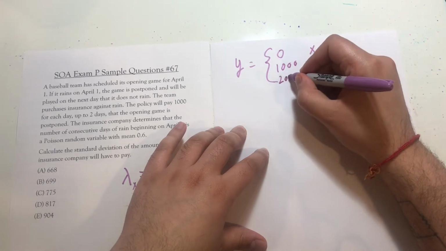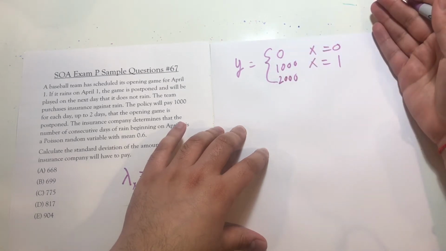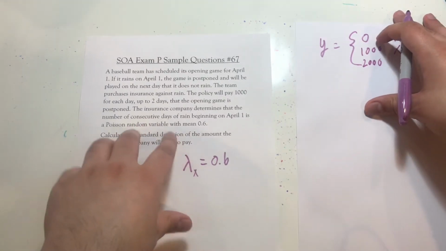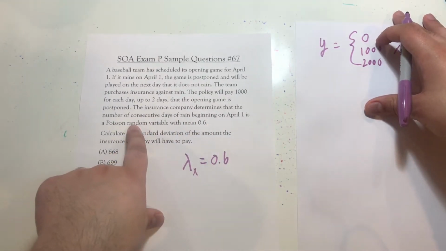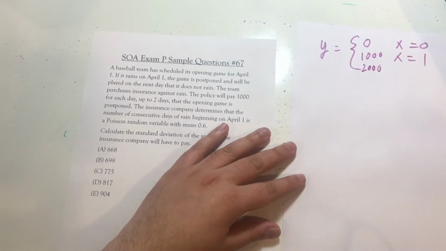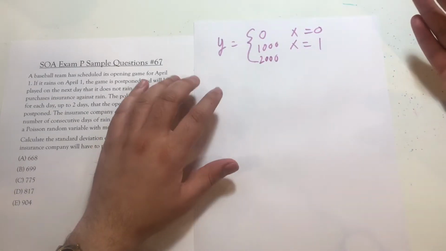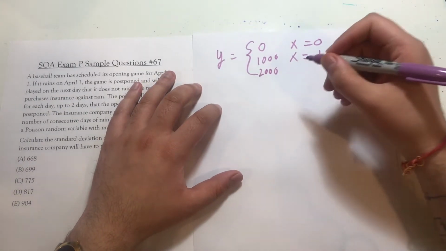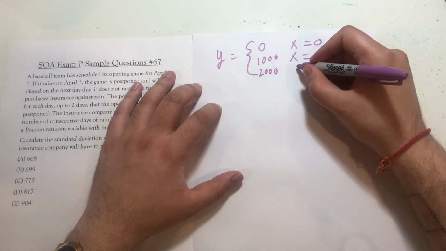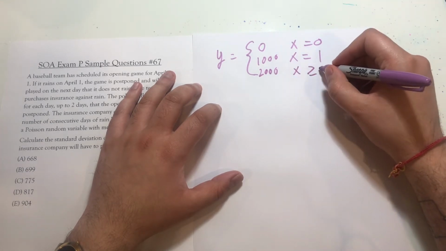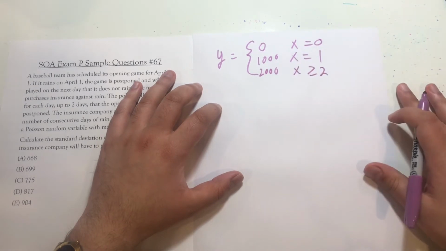And then your payment is $2,000 if it rains 2 days. But here's the thing, it pays $1,000 for a max of 2 days. So any time after that, your payment is still just $2,000. So anytime the number of consecutive days it rains exceeds or is equal to 2, your payment is $2,000.